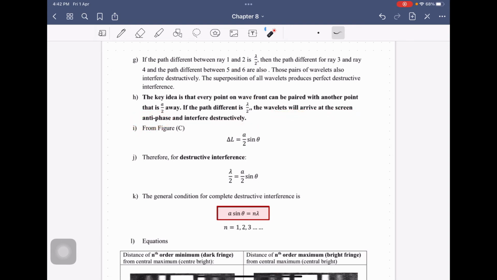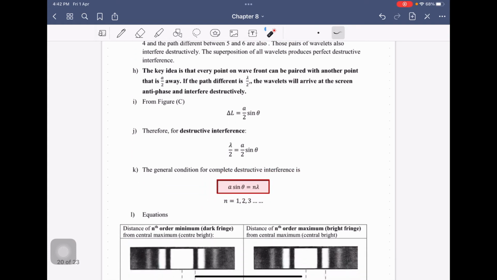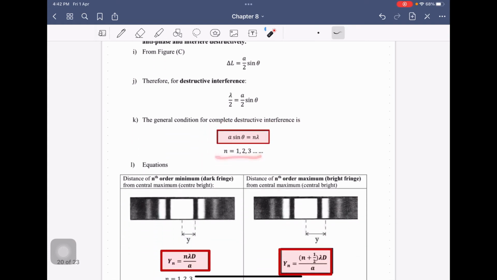Okay, if the path difference is lambda per 2, the wavelet will arrive at the screen antiphase and interfere destructively. Alright, so that's why lah kita akan dapat equation for complete destructive interference adalah A sin theta sama dengan n lambda. N is a number of order.